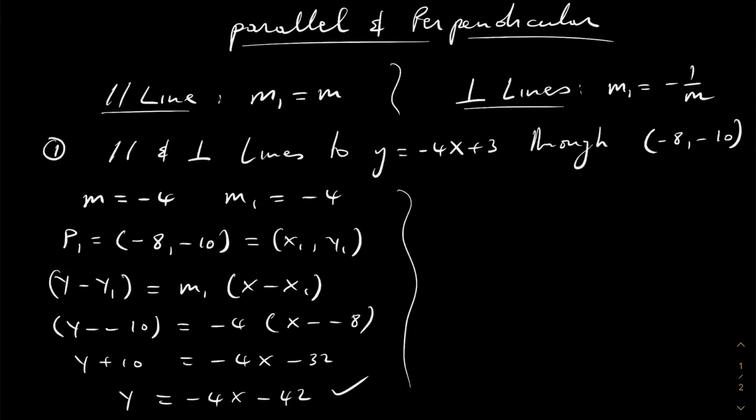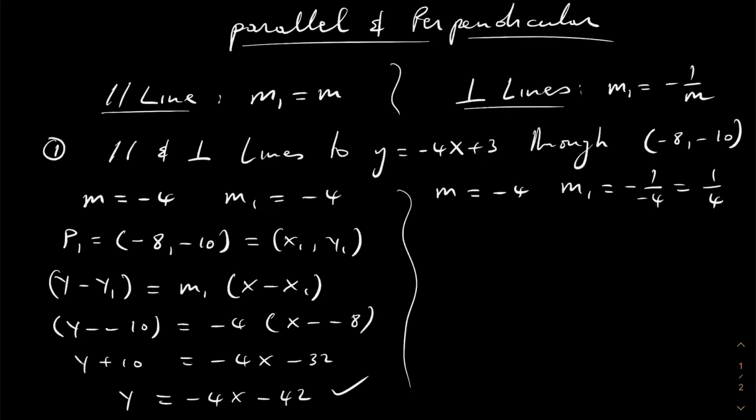And when it comes to the perpendicular line to y equals 4x plus 3, noting that the slope of your line is m equals 4, a new line which is perpendicular to it would have a slope m1 equals -1 over 4, which is the same thing as -1/4.